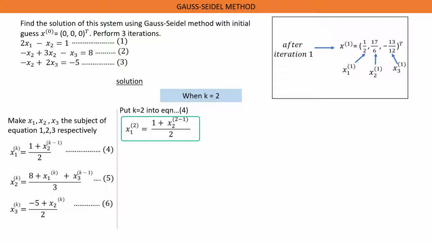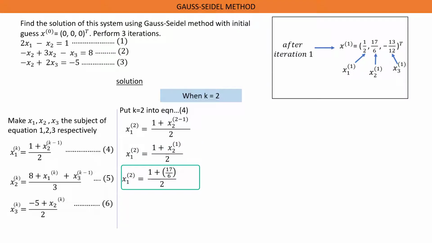Solving this will give us this equation. S2 iteration 1 is 17 over 6. So replace it with 17 over 6, and this will give us this equation. Solving this will give us S1 iteration 2 equals 23 over 12.